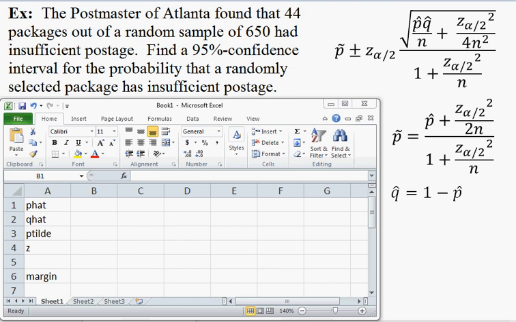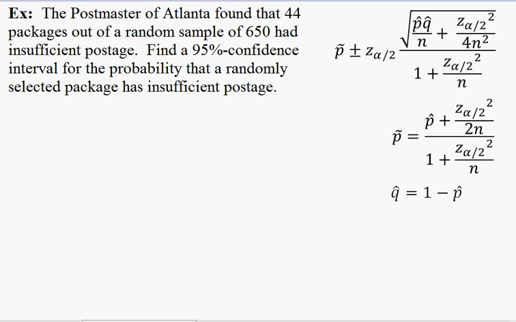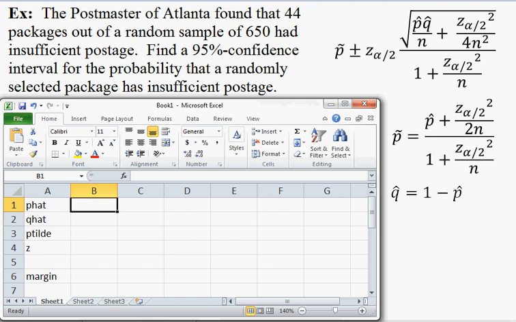Let's now consider this confidence interval problem. The postmaster of Atlanta finds that 44 packages out of a sample of 650 had insufficient postage. Find a 95% confidence interval for the probability that a randomly selected package has insufficient postage. This is a confidence interval problem involving a proportion.